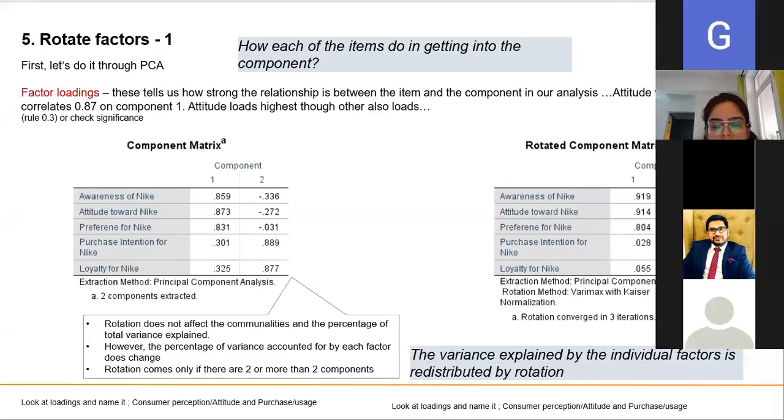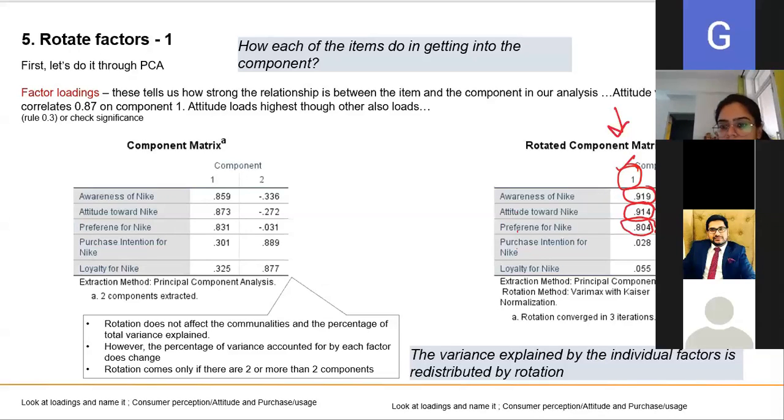So here it is, rotated component matrix. This first factor has a high value of awareness. So awareness, attitude is maybe high. High as in I'm comparing it with the second factor. Are you able to see this? Awareness of Nike has a higher score in first or second? These are my two factors. The first one, so this will go in attitude towards Nike. First one. Then preference is also again first. And purchase intention, second.